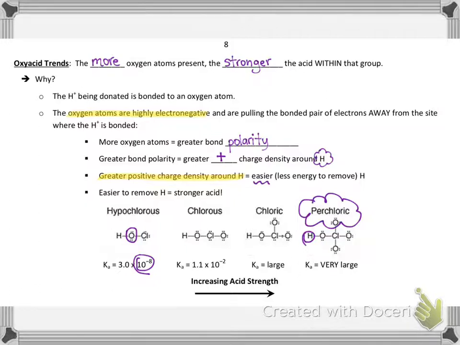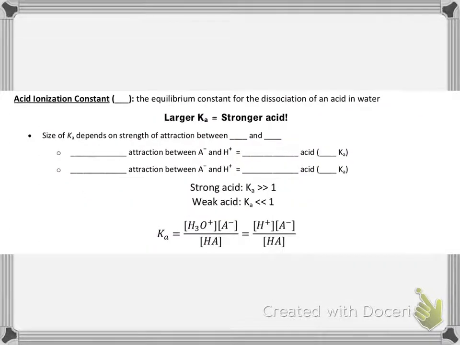Okay, let's talk a little bit more about Ka. Another lovely name for your equilibrium constant for an acid is the acid ionization constant. So watch out for that phrase. It will totally show up. They'll be like, what's the ionization constant? You'll be like, what's that? It's your equilibrium constant for the acid. Well, the larger your Ka, the stronger the acid. And the size of your Ka depends on the strength of attraction between your A-, the anion that's hooked up to your H+.